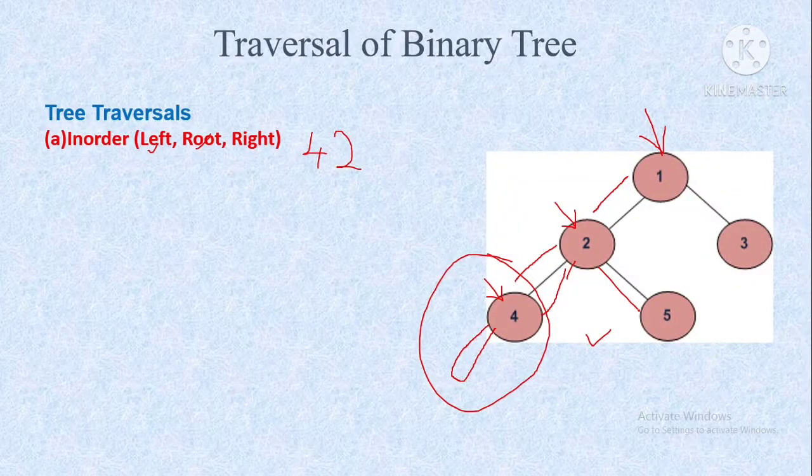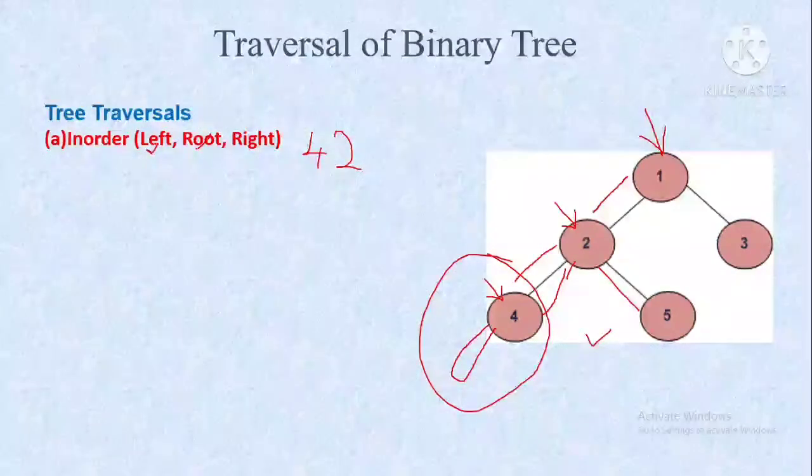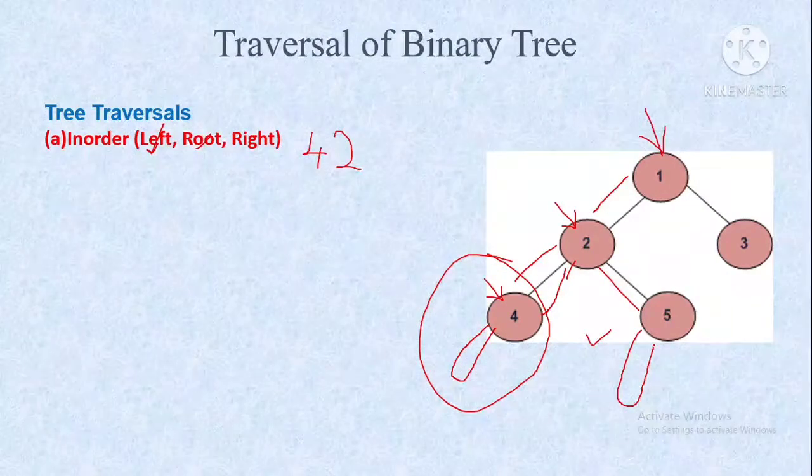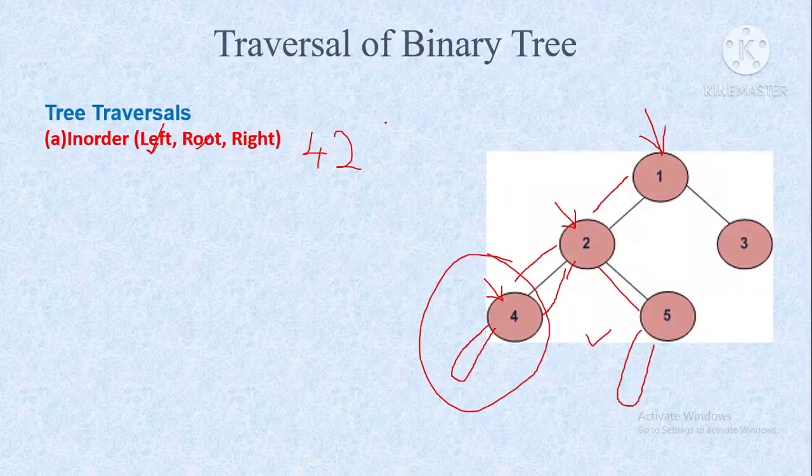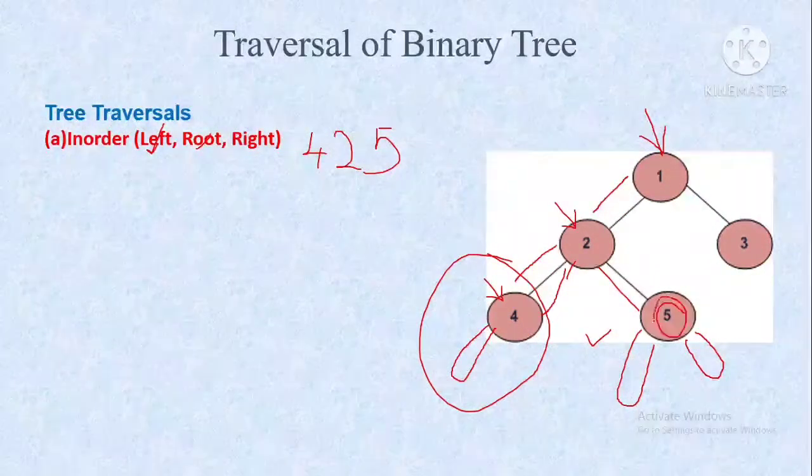Then you will go to 5. If you wanted to print this 5, then what does the rule say? You have to visit the entire left subtree. You will check whether it is having a left subtree. No left subtree is left. Now you can write it. Then the right subtree. You don't have any right subtree for this node. No left node, no right node.